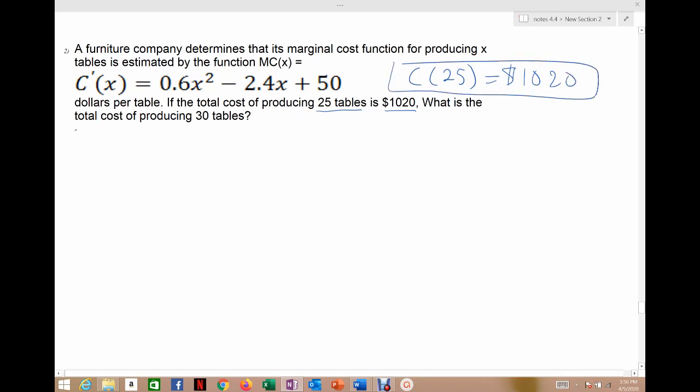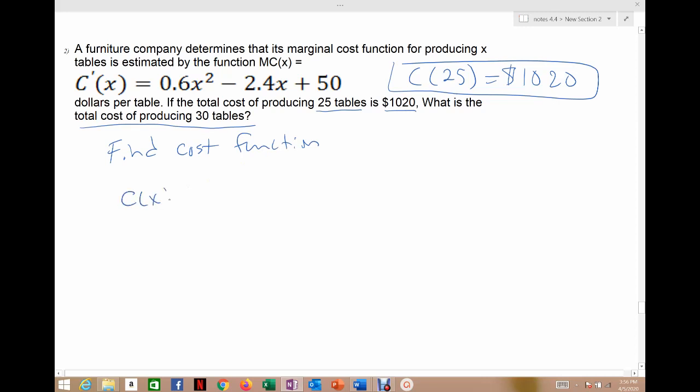And then there's the second part. What's the total cost to produce 30? And so I'm going to come back to that. That's the second part of this question. In order to find that, I have to find my cost equation. So find cost first. Find the cost function.